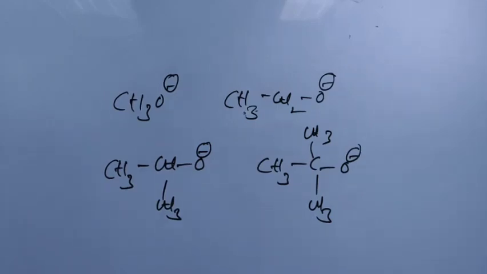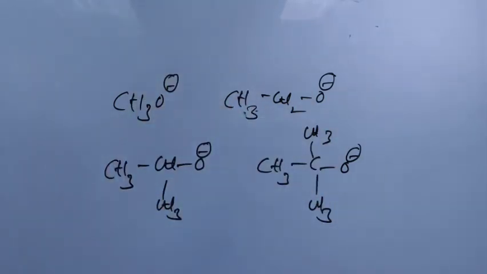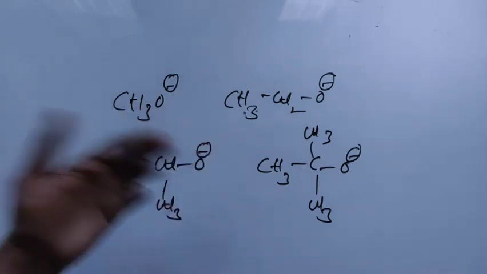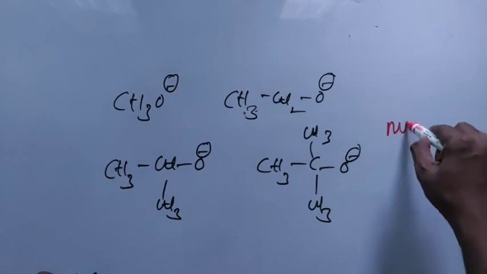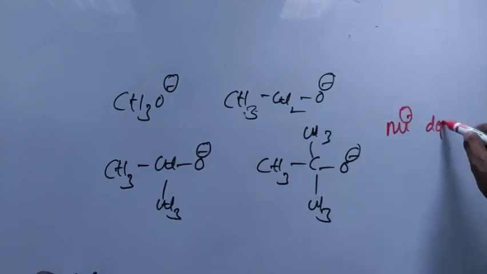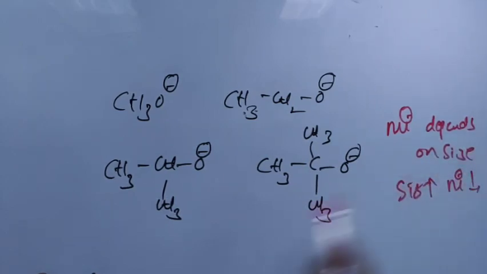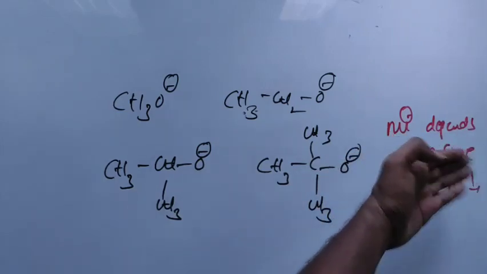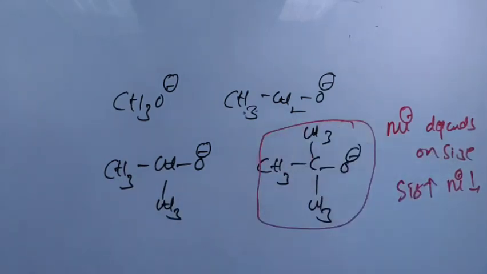So simple. While you decide nucleophilicity, look at the size of the anion. While you decide basicity, don't consider the size of the anion. Nucleophilicity depends on size. As size increases, nucleophilicity decreases. Whereas basicity is independent of the size. Among these four, if you open your eyes and see, you might realize this is a bulky group. Nucleophilicity depends upon the size, and size is inversely proportional to nucleophilicity.